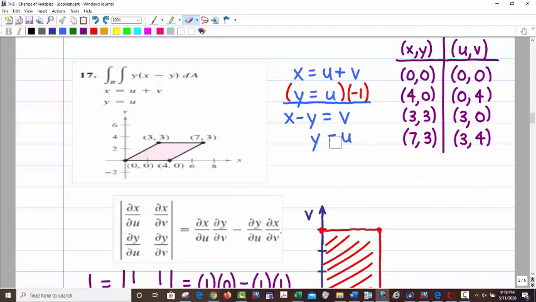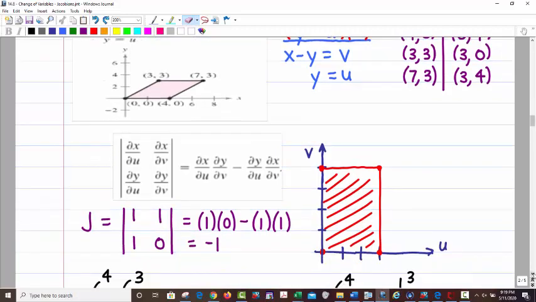The next one, I'll do u first this time, I guess. Y equals u for 3, 3. The y is 3, so the u is 3. The v will be 3 minus 3, which will be 0. Then for the last one, y equals u, the u is 3, so u is 3. And then v equals 7 minus 3, which will be 4. So now you can see that u goes from 0 to 3, and v will go from 0 to 4.